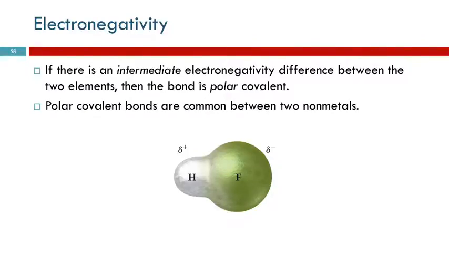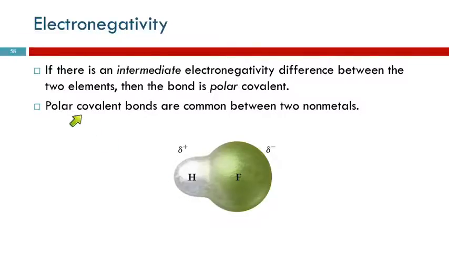If we have an intermediate electronegativity difference, then we have a polar covalent bond. So hydrogen and fluorine. Fluorine's more electronegative, so it has a partial negative charge on this end of the molecule because it hogs the electrons. The electrons want to go over here because it's nicer for them. They're attracted to that. And hydrogen's over here with a partial positive charge.